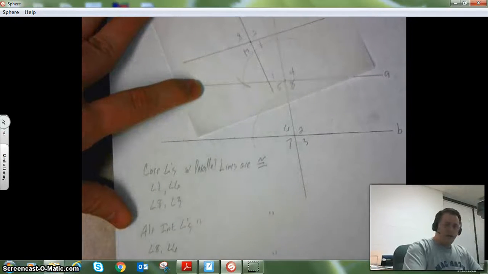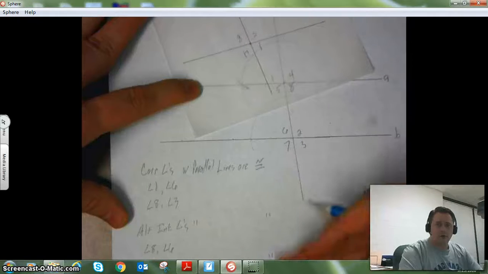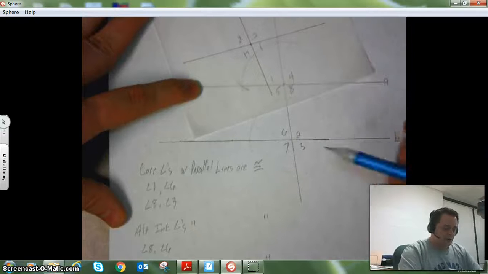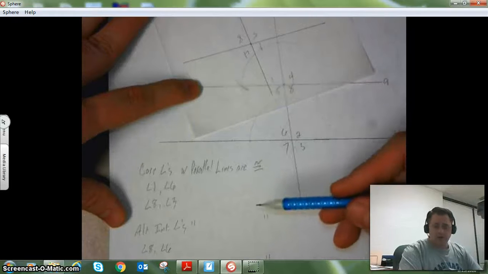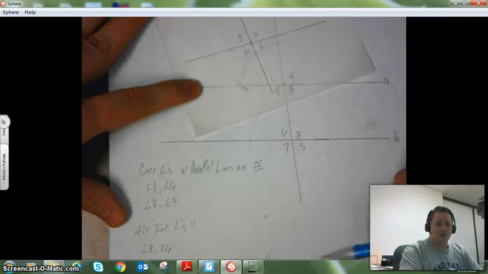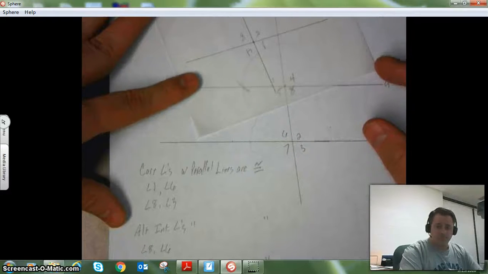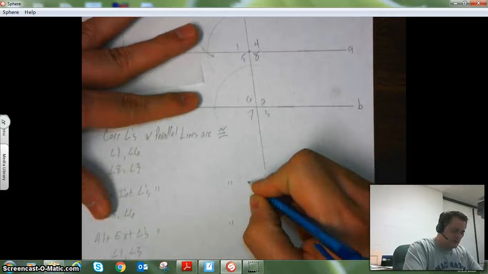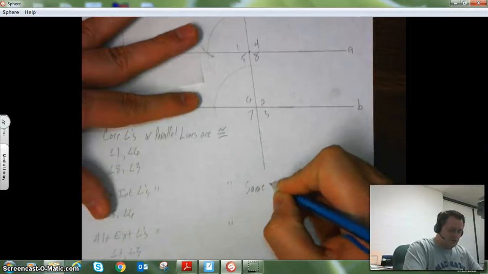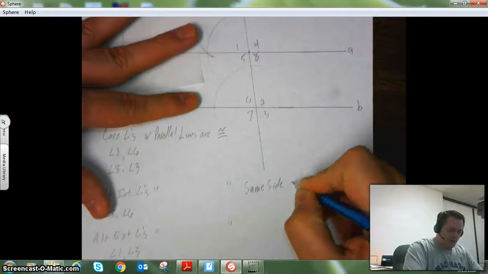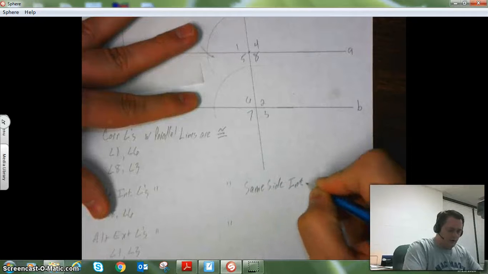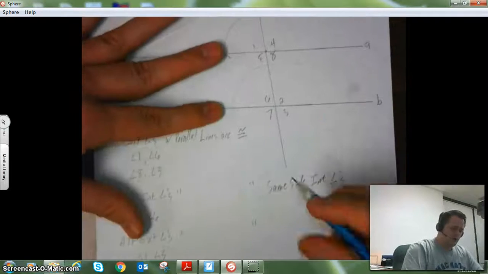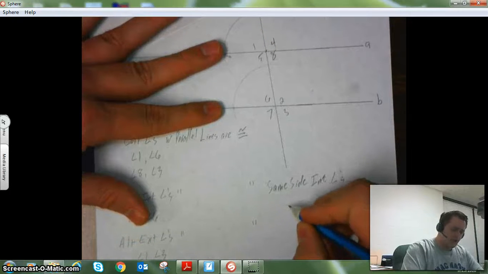So when I have parallel lines that are crossed with a transversal, we often say cut with a transversal, corresponding angles, alternate interior angles, and alternate exterior angles all wind up being congruent to each other. Well, what about the same side interior angles? So let's take a look at those. What happens with those when my lines are parallel to each other?